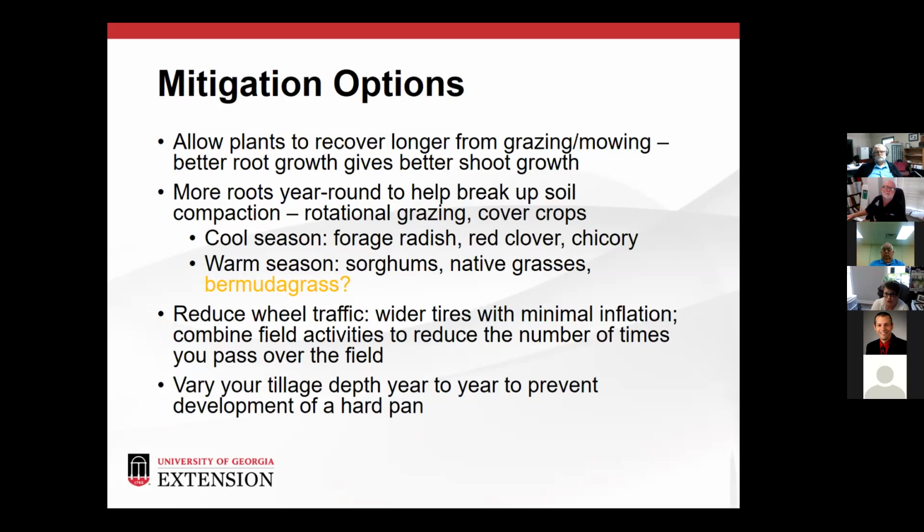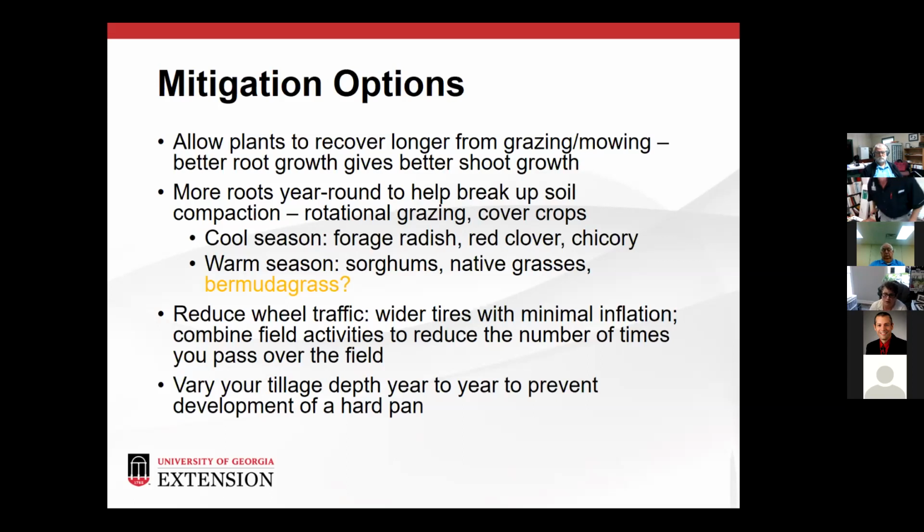Also consider your farming practices. If you can, reduce the wheel traffic over your fields, combine activities to reduce the number of times you pass over that field, use wider tires on your tractor or sprayer, whatever you're using to spray with. Reduce the inflation in those tires also. It's going to make a more bouncy ride for you, but it will have less impact on the field.